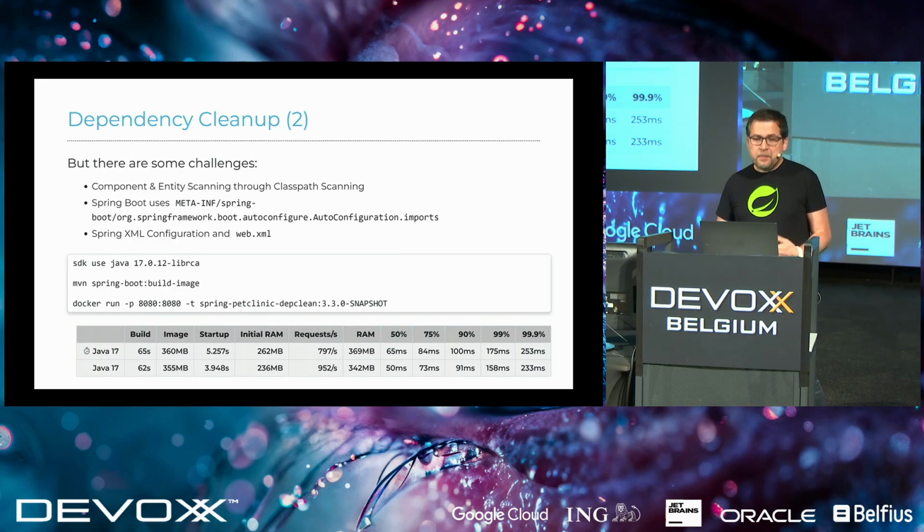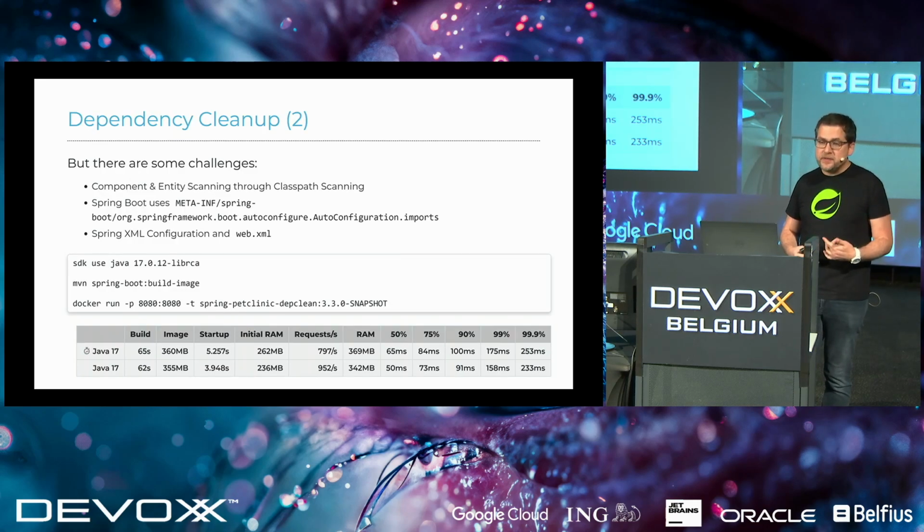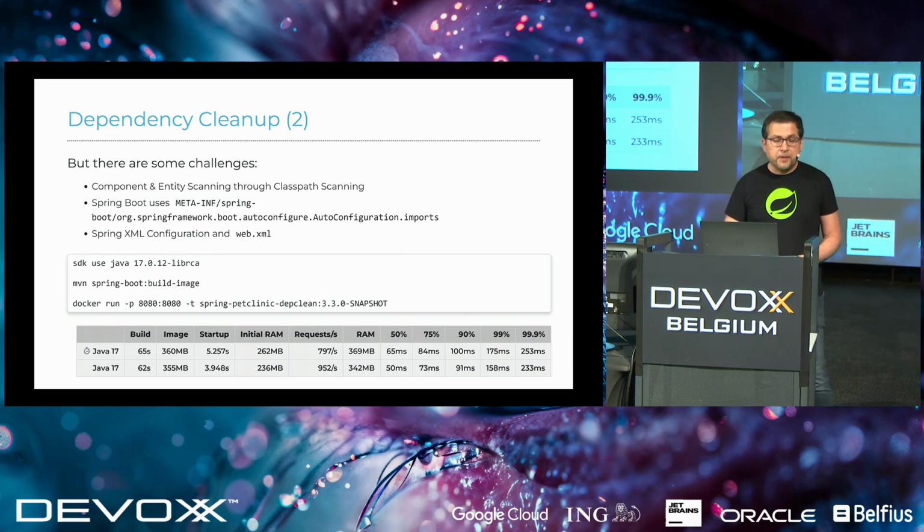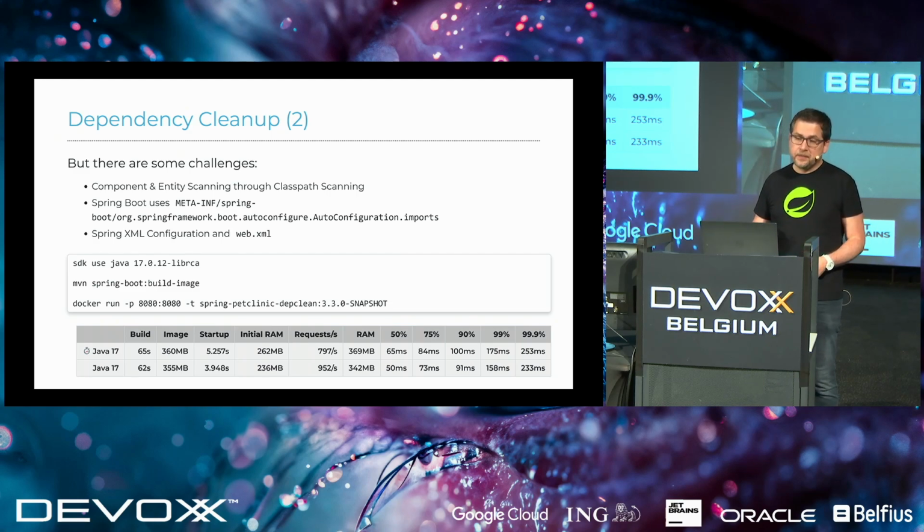Cool. So that means actually we have this dependency cleanup, we can remove some dependencies, we can rerun basically the build, and you will see faster build times, less image size, right? So that's basically that thing.